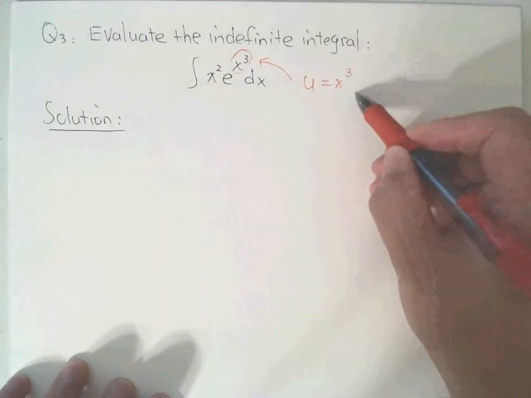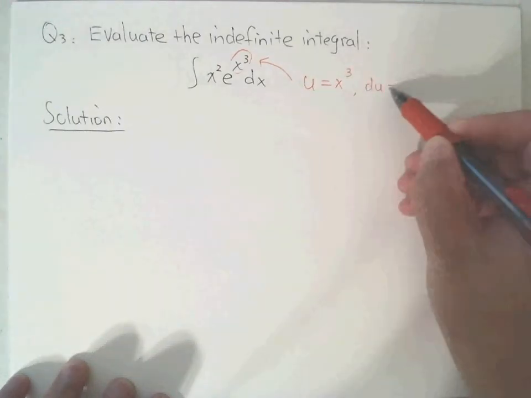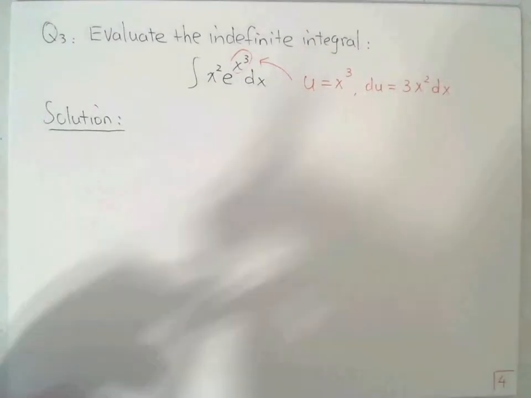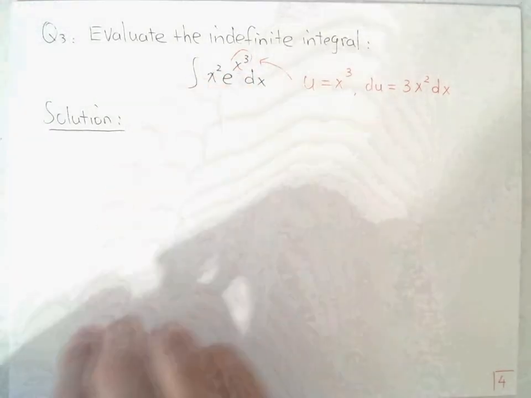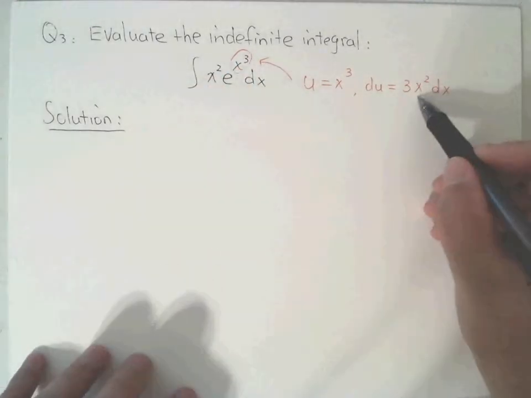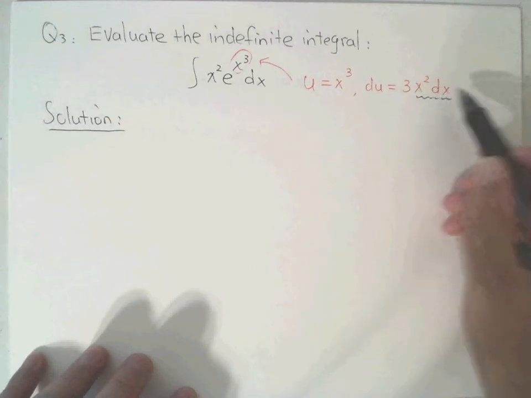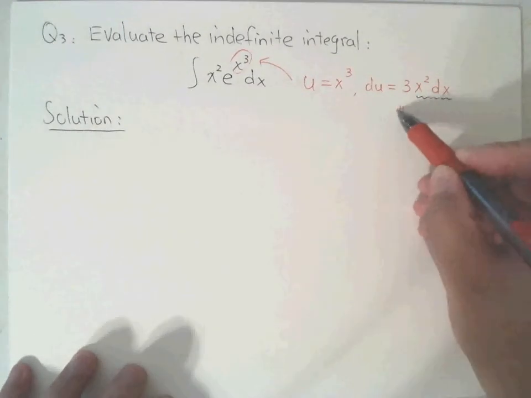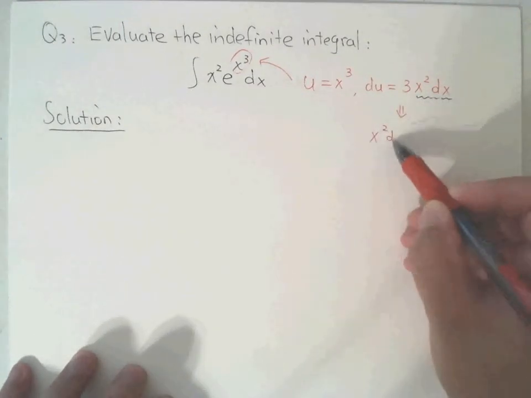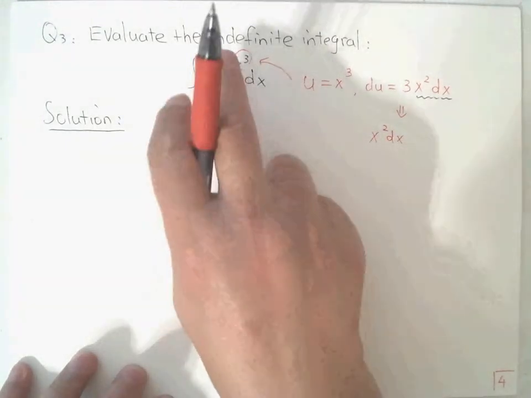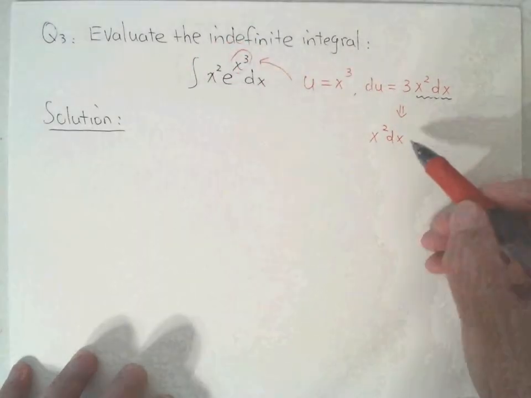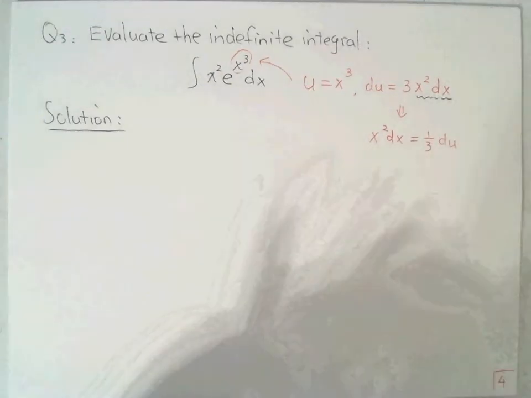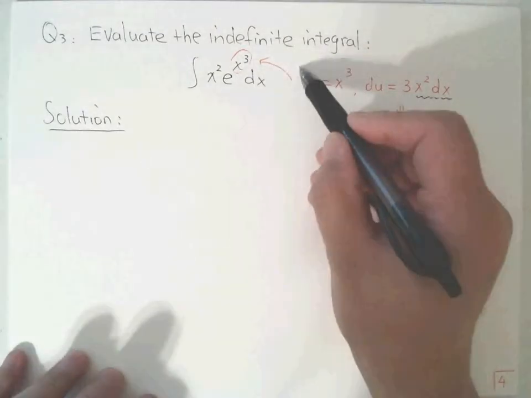If we substitute u equals x to the third power, you're going to think what is du. Du is, taking a derivative, 3x squared dx. We still can change the order, right? If we change the order, we can solve for x squared times dx. If we rearrange, this goes to 1/3 times du. Okay, good.